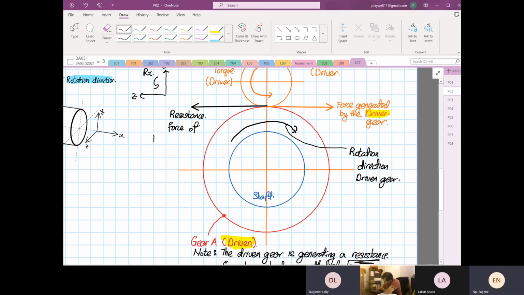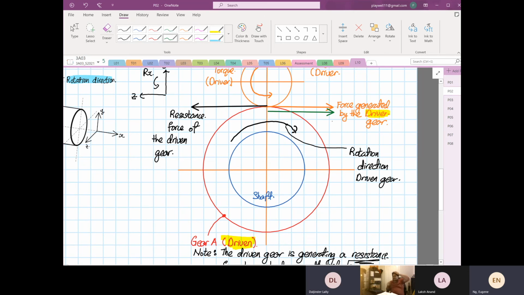of the driven gear. It cannot be in the same direction, because if it's the same direction, it means the load is helping the motor. Does that make sense? If I put it in green, and we say that the driven is in this direction, it means gear A is helping the motor, yes or no? Which does not make sense. You have to get this concept right.